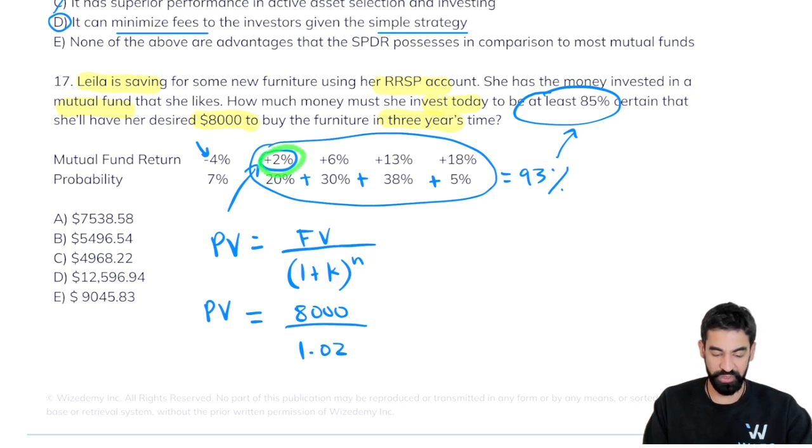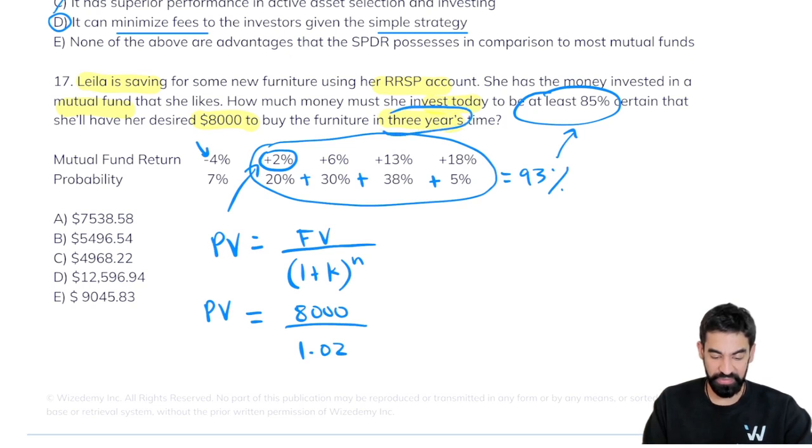Because it's the lowest number out of these four, she's going to be making at least that 93% of the time. Because 85% of the time, she's not making 6%. She's only making that 73% of the time. She's not making 13% that much. She only makes this percent of the time, 43% of the time. She's not making 18%, she only makes that 5% of the time. But if she's making any of those, then she's making at least 2% all of these times, 93% of the time, which is at least 85%. That's why we use that.